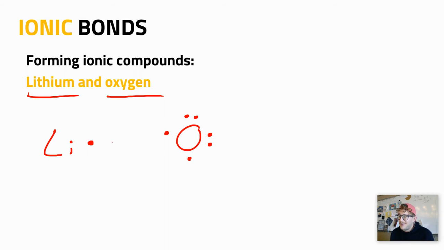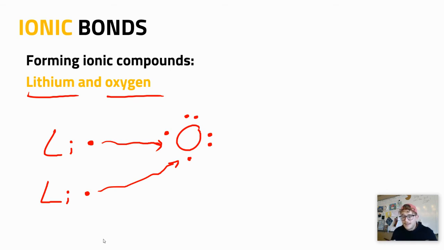So now I got to think, okay, well, lithium can give its 1 to maybe that spot right there, but oxygen's still not happy. So what I got to do is I need to add another lithium, because now I've got 2 total electrons to give to oxygen. So now the other lithium can donate and give it to oxygen. So now oxygen's happy. So now the question is, okay, what was my ratio?